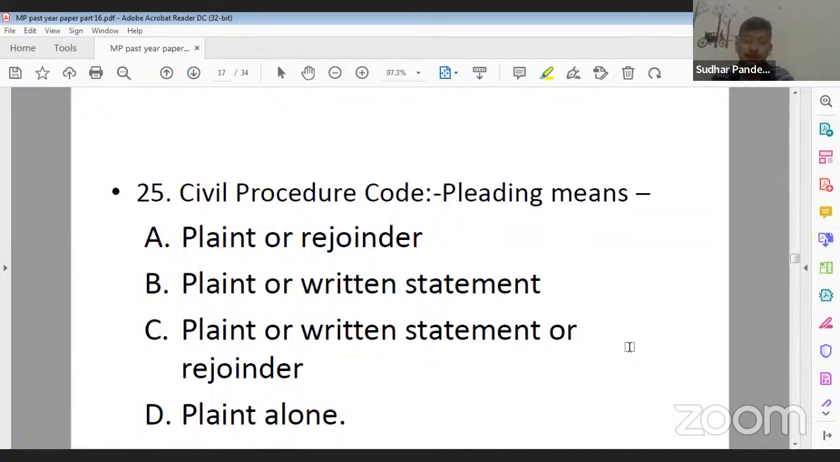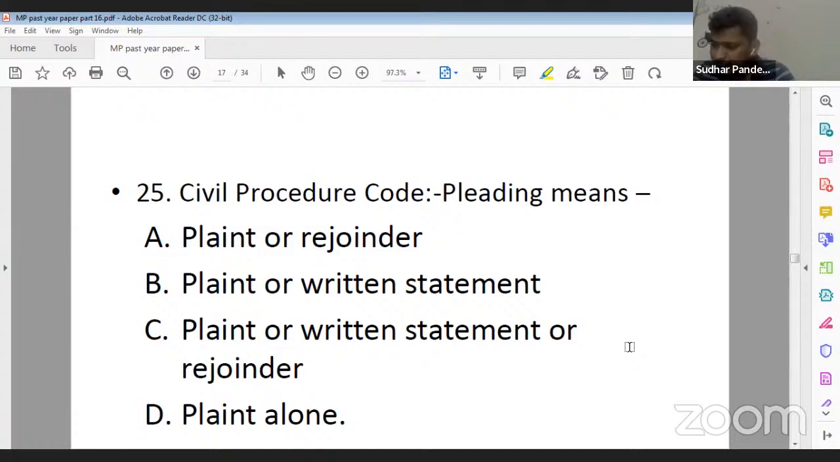Next question. Question number 25. C.P.C. Pleading means. What is the meaning of the term pleading? If you people have read Order 6, you people should know the answer. Pleading means option A, plaint or rejoinder. Option B, plaint or written statement. Option C, plaint or written statement or rejoinder. Option D, plaint alone.